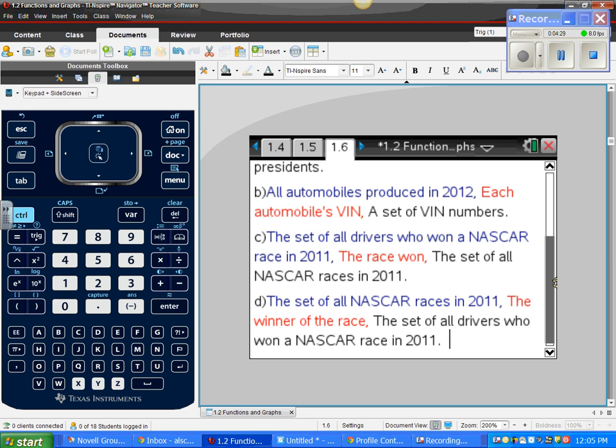All right, the set of all NASCAR races in 2011, the winner of the race, and the set of all drivers who won a NASCAR race in 2011. This is a function because each race only has one winning driver. Okay? So that's just how we put it into words, and you do kind of need to get used to that setup.